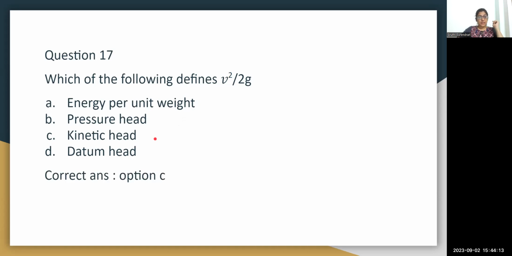So it's nothing but kinetic head. We learned that energy per unit weight is the total head. Pressure head is the result of the pressure exerted by the fluid at that point. Kinetic head is the head as a result of the velocity or the movement of water. Datum head is nothing but the elevation energy.